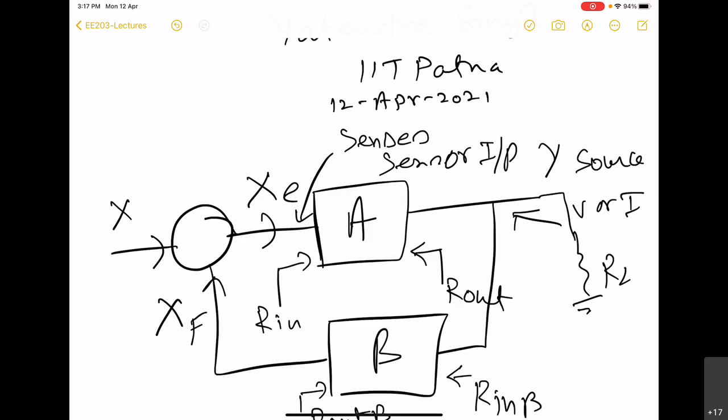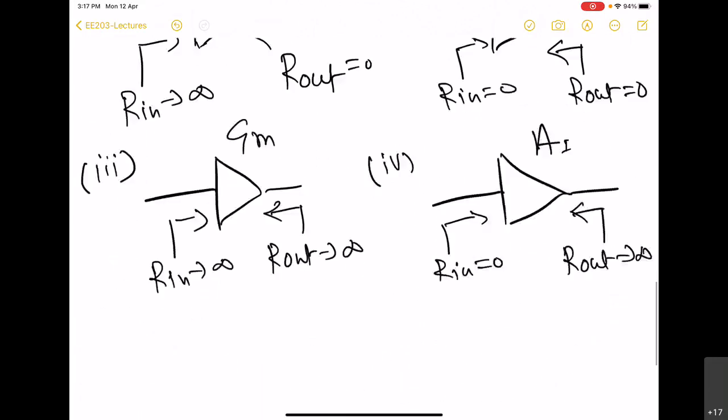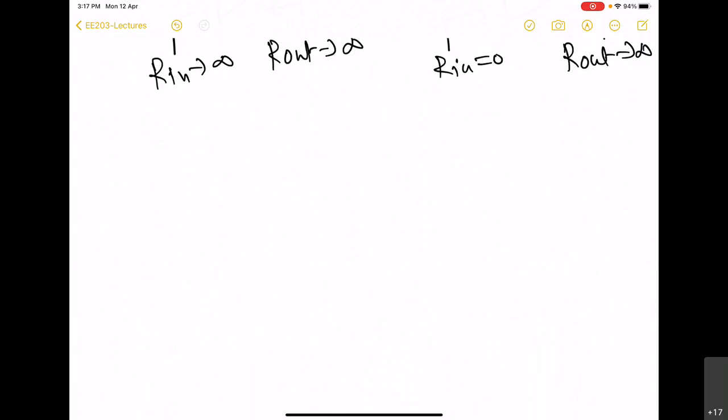So we will keep in mind that this amplifier, or even this feedback network, is fundamentally a sensor on the input side, and it is a source on the output side. Right. So now let us take the first type of input and output impedance scenario, and try to see what kind of source can be connected on the input side and what will be the output side model.